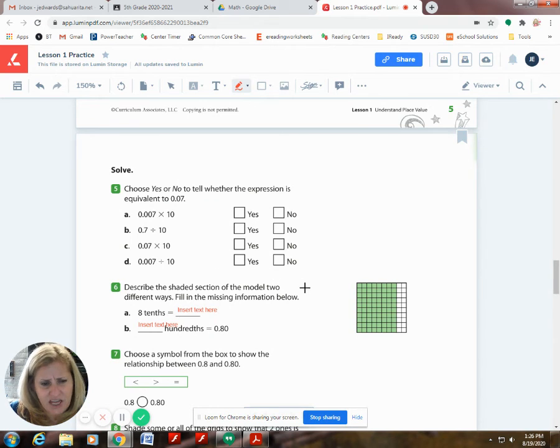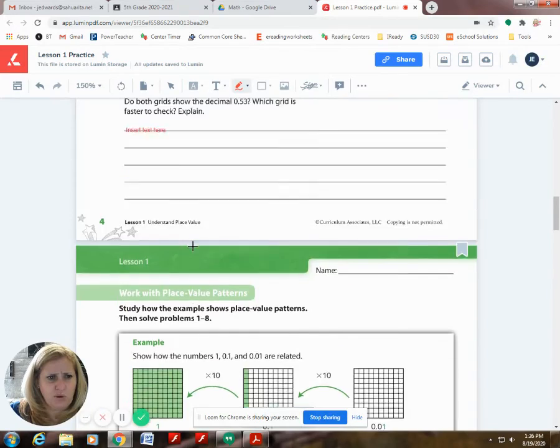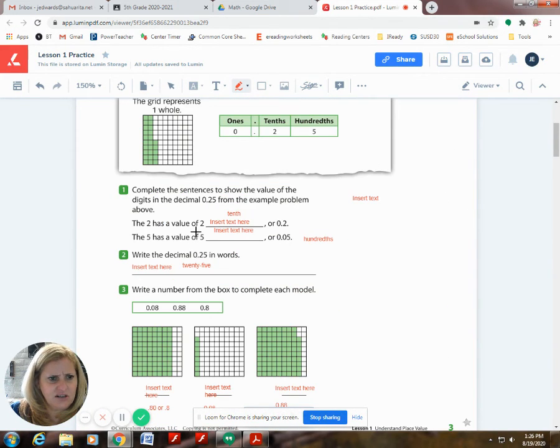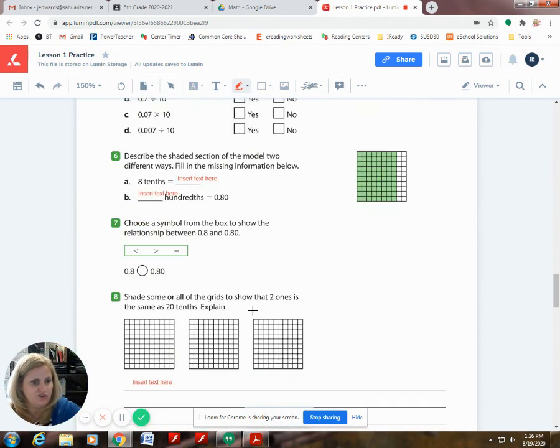Describe the shaded section of the model 2 different ways. So just like when we were doing this here, where the value of 2 tenths or 2 tenths, 5 hundredths or 5 hundredths. Those are the 2 different ways that you can represent that. That's all they're asking you to do. Choose the relationship. So this is where you're going to pick, is it greater than, less than, or equal to that number.